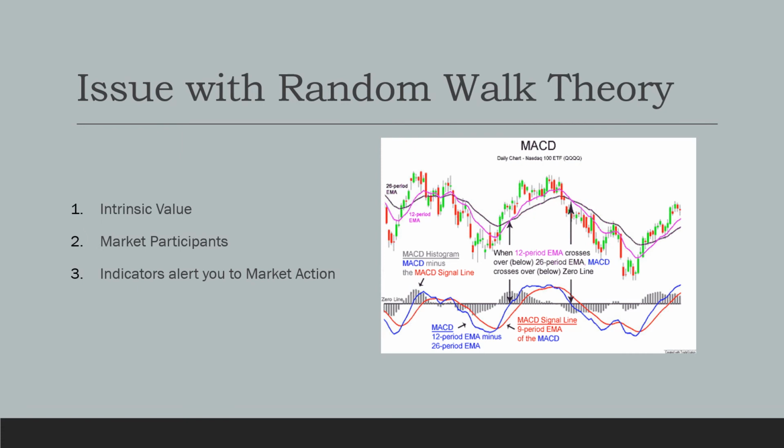Now back to random walk. So there's a few issues with this theory. First, the assumption of intrinsic value. What is intrinsic value? Is it not the price that is set in the market? Does anything besides food and shelter and water have intrinsic value?